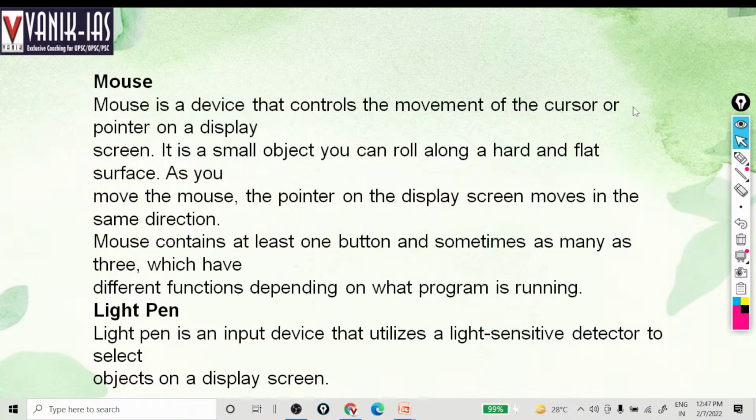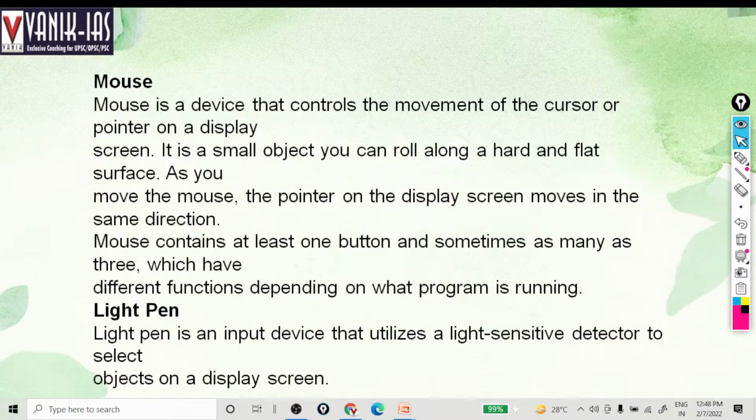Mouse is a device that controls the movement of the cursor. Now we are using the mouse, which controls the pointer on the display screen. You can roll it along a hard and flat surface. As you move the mouse, the pointer on the display screen also moves accordingly. It will function where you click it. A mouse contains at least one button and sometimes as many as three. Yes, there is a left click, a right click, and a scroll button.